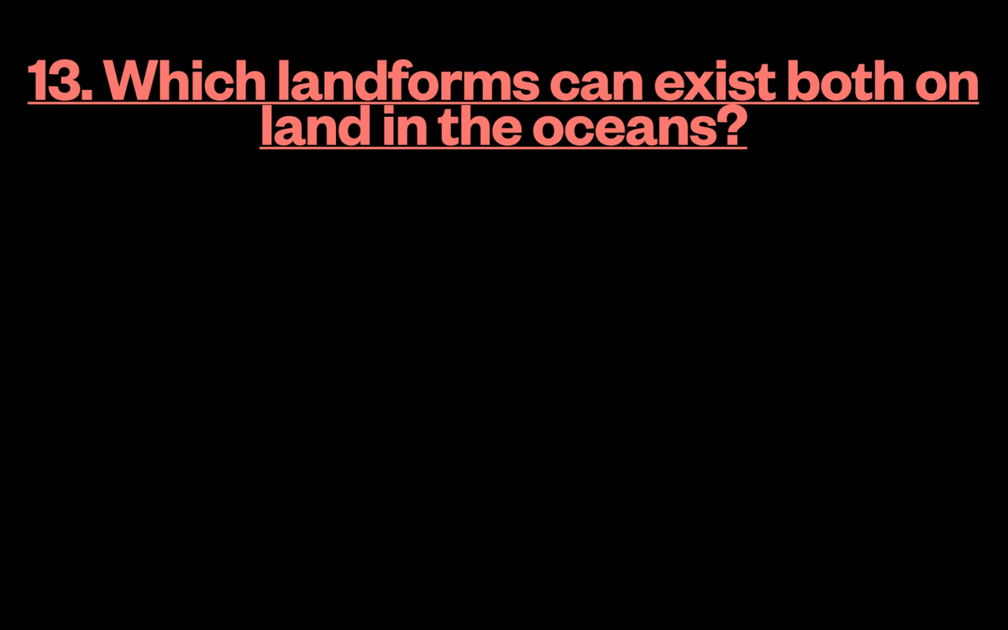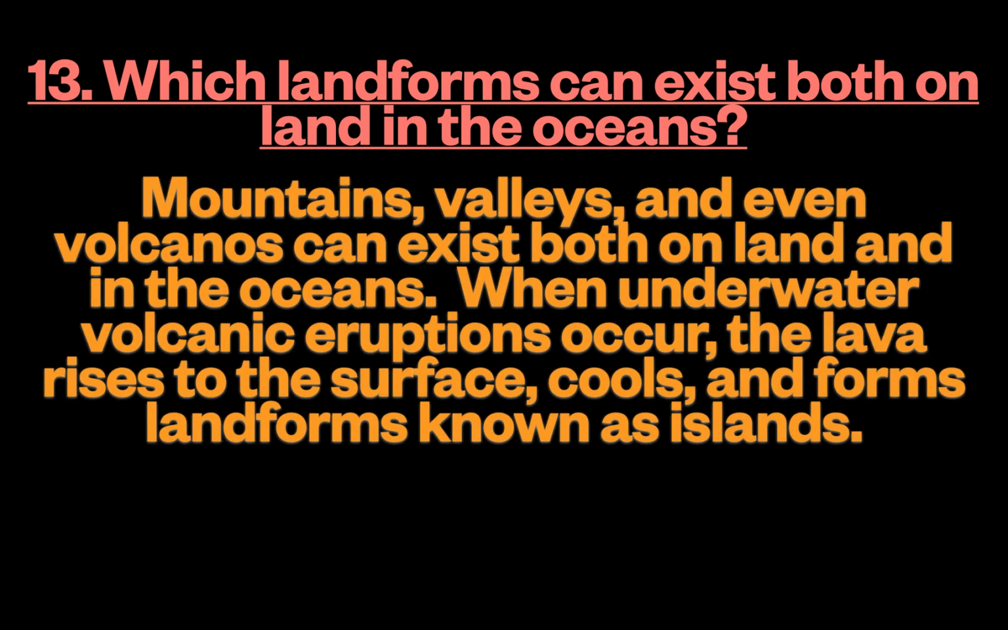All right. Now, there are several landforms that can exist both on land and in water, and those are mountains, valleys, and even volcanoes. Okay. In fact, when an underwater volcano erupts, the lava that rises to the surface cools and creates islands. Okay, so like the state of Hawaii, that's how Hawaii was formed, thousands and thousands of years ago: an underwater volcano erupted and formed the islands we know of as Hawaii. Okay, so these are landforms that can occur both in the ocean and on land.